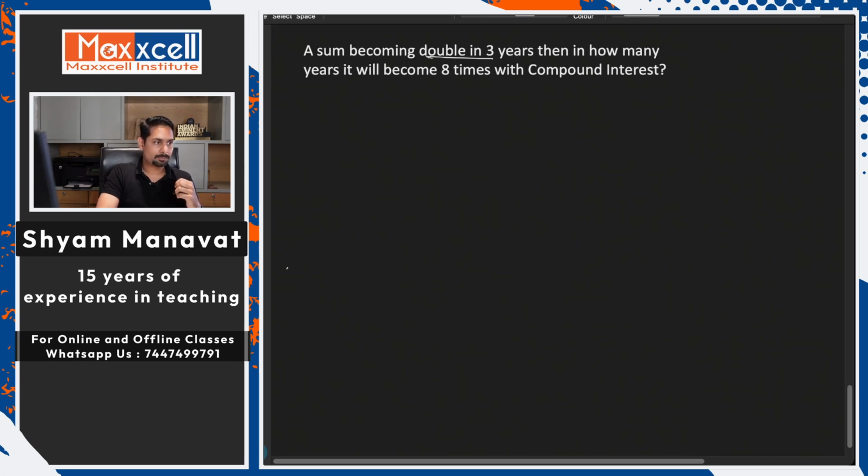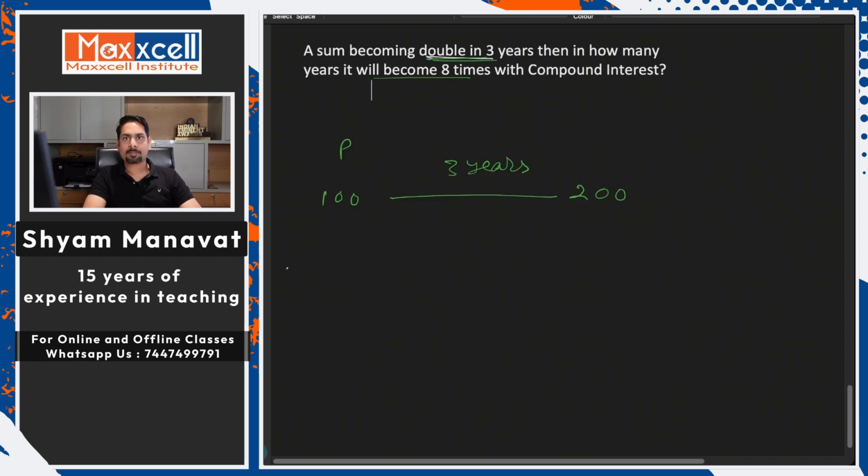Now here I will tell you the difference in simple interest and compound interest once more. Let me say the initial value is 100. The question said in a period of 3 years, the value becomes double. That means 200. In how many years will it become 8 times? Now, if you solve this with the formula, you can do that, but it will take time. It will be a little complicated. But if you understand compound interest at its core, then it will be easy for you.